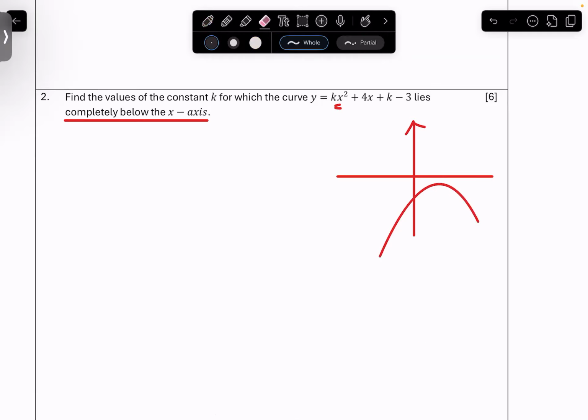When this happens, you notice that the curve doesn't intersect the x-axis. So if the curve doesn't intersect the x-axis, it means that there are no real roots. And if there are no real roots, that will lead to a negative discriminant.